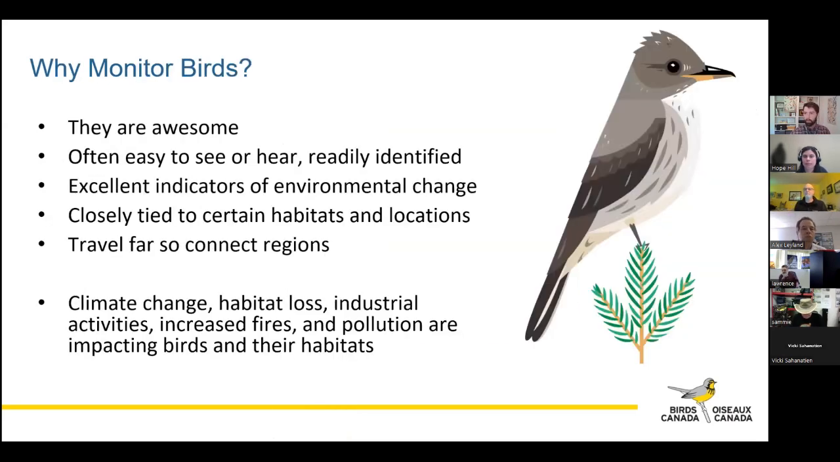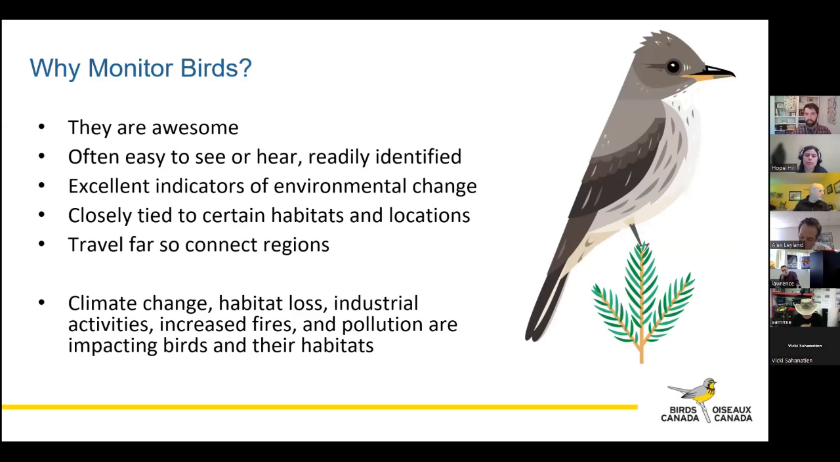And so why monitor birds? I'm glad to hear we have a resident expert who will agree with me when I say birds are awesome, and that's a great reason to start monitoring birds. But also, birds are really easy to see and hear and pretty readily identified, and this makes them easy to monitor. They're really excellent indicators of environmental change. So looking at what's happening with birds can tell you about what's happening at a local landscape. It can tell you about what's happening at really broad landscapes, like across the whole continent.